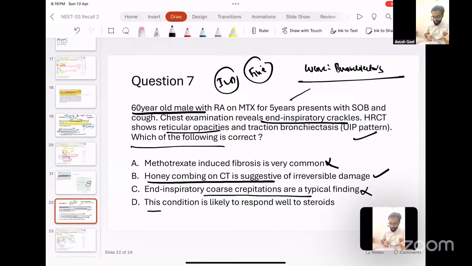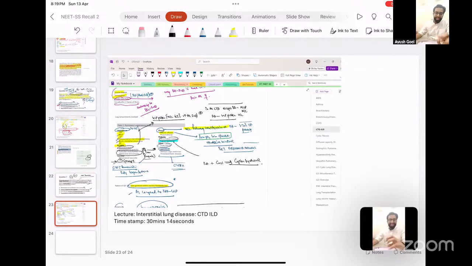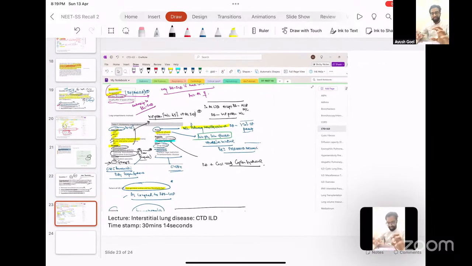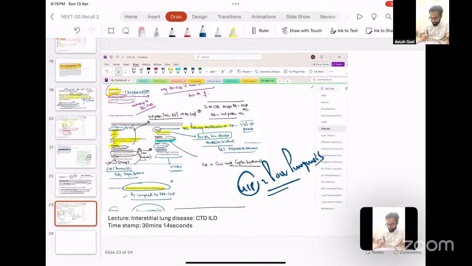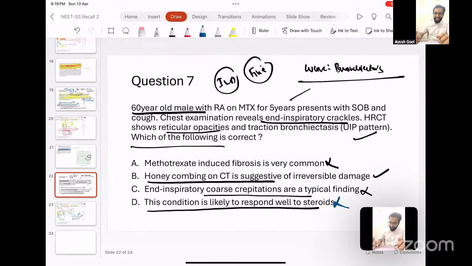And the last option is this condition is likely to respond well to steroids. When we talked about RA-ILD in our lecture, we talked about the prognostic factors of RA-ILD. We said that UIP is the most common pattern of ILD seen in RA, but the UIP pattern is associated with a poor prognosis. So as we know that UIP patterns are associated with poor prognosis, this means that these patients do not respond well to therapy and therefore they have a poor prognosis. So again, by cancelling all the other options, we know that the right answer is that honeycombing on CT is suggestive of irreversible damage.